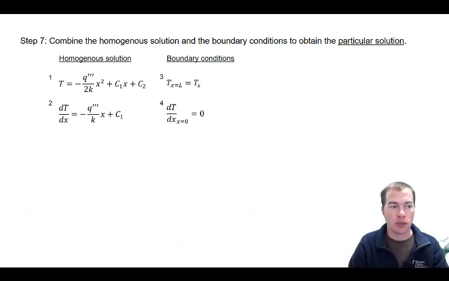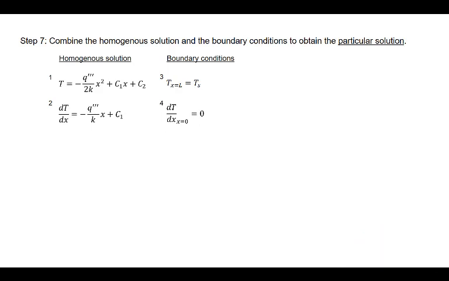In the final step of the differential analysis, we combine the homogeneous solution and the boundary condition equations to obtain the particular solution. I have relisted the homogeneous solution and the boundary condition equations here for reference. Note that I consider the homogeneous solution both that for the temperature itself and the derivative of temperature. We obtain these from our two integrations. Those are two equations in our set. The third and fourth equations are our boundary conditions. The goal is to eliminate the constants c sub 1 and c sub 2.